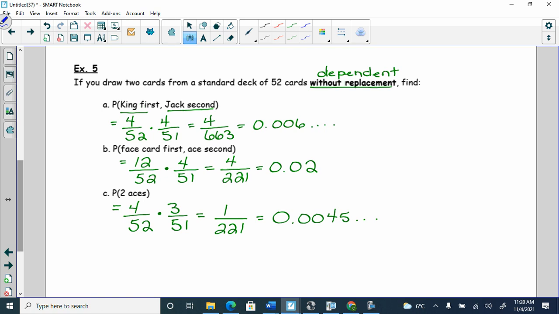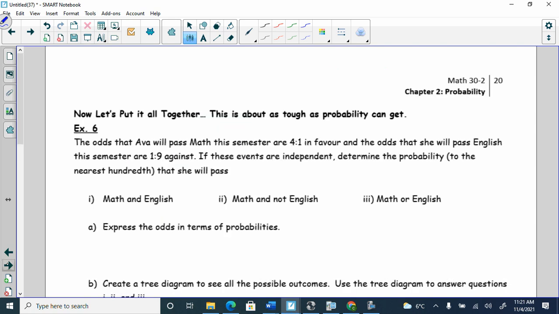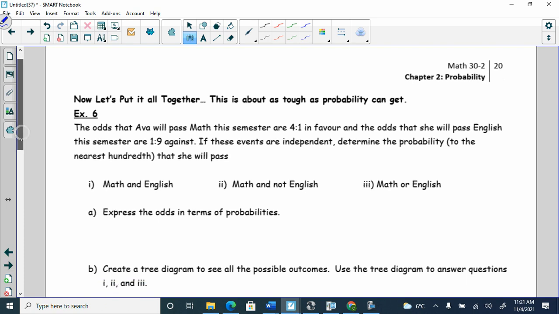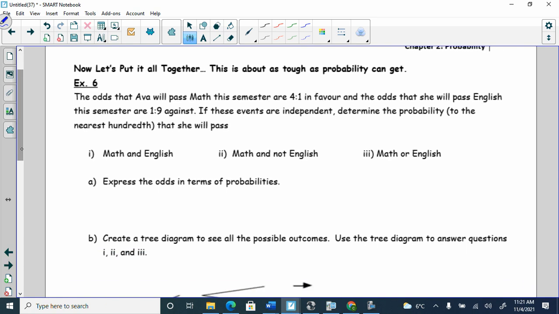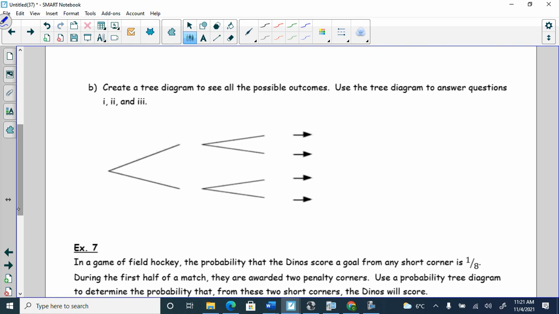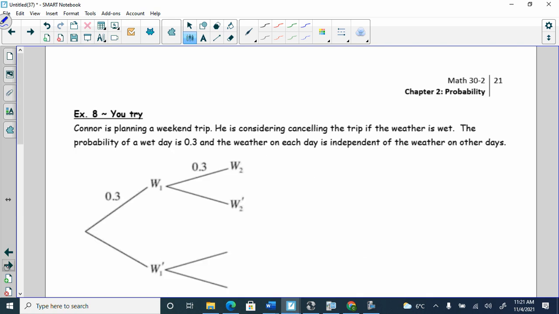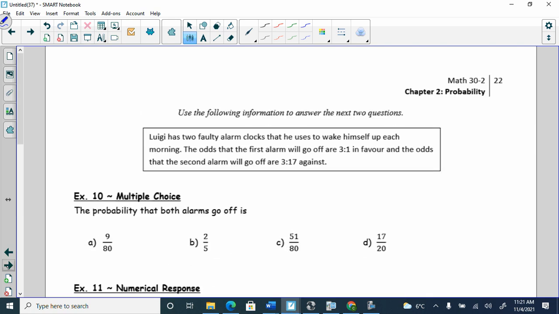Okay, next page. Okay, we're going to deal with these ones tomorrow because they're the harder ones. But what I'm going to get you to do is scroll ahead.